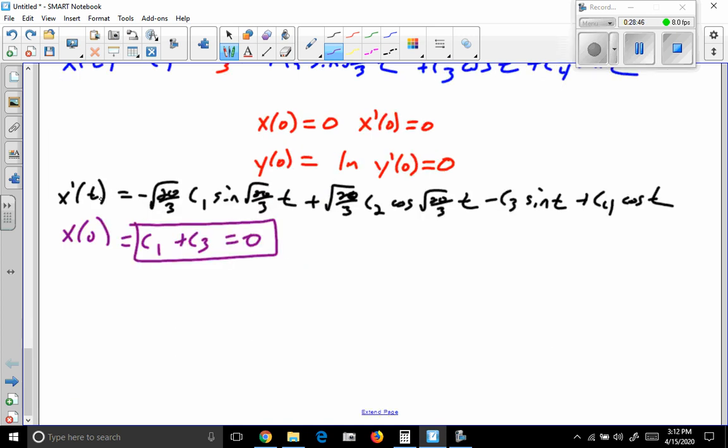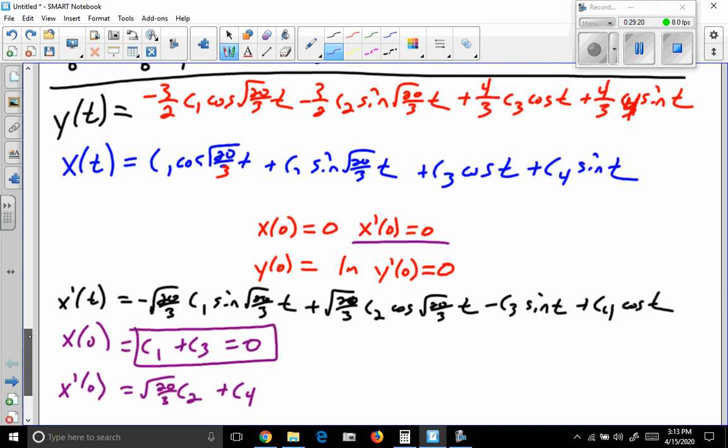If we substitute a 0 into our derivative, sine of 0 is 0, so that term is gone. Cosine of 0 is 1, so we get root 20 over 3 c2. Sine of 0 is 0, so that's gone. Cosine of 0 is 1, so 1 times c4 is c4.